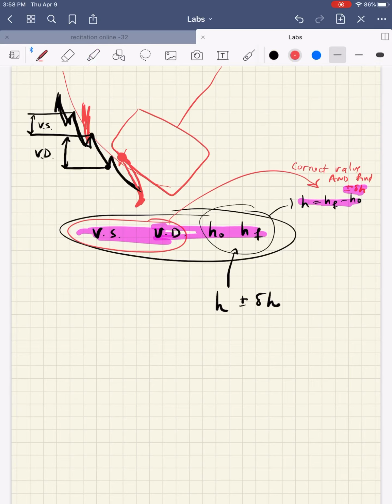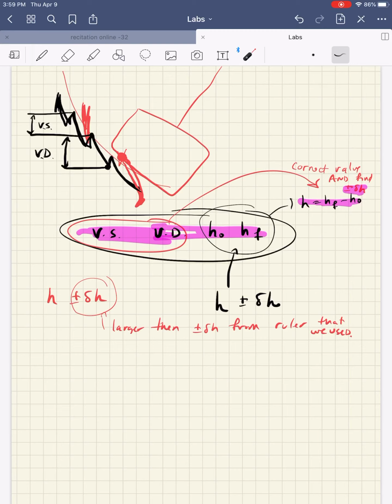And the argument is that the plus or minus the uncertainty in H that you find will be larger than the uncertainty from the measuring devices, which is a ruler that we used. In order to measure this, you would typically be using the vernier calipers. These are very small distances for the vertical spacing and the vertical drop. You normally use the calipers to measure them. Of course, Tyler will be doing those for you now. And that's all of our measurements.